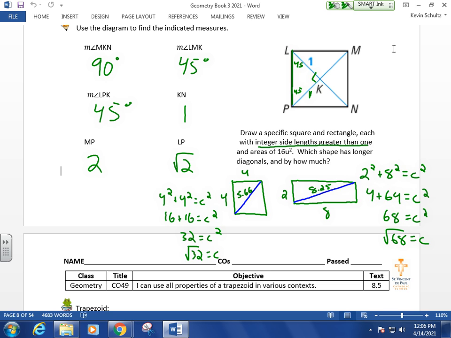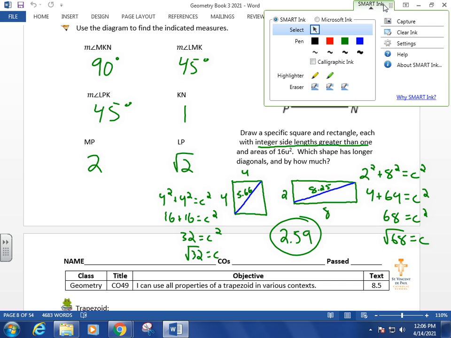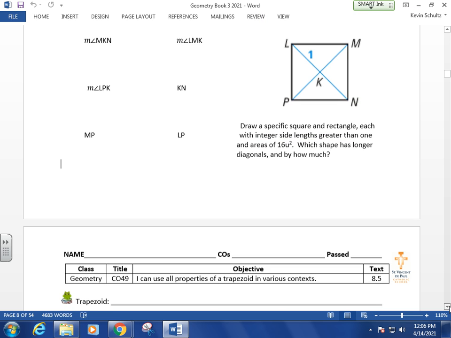So 8.25 minus 5.66, it is 2.59 longer. Okay, 2.59 units longer, the diagonal of that rectangle. Okay, now moving on to CO49, getting to trapezoids.